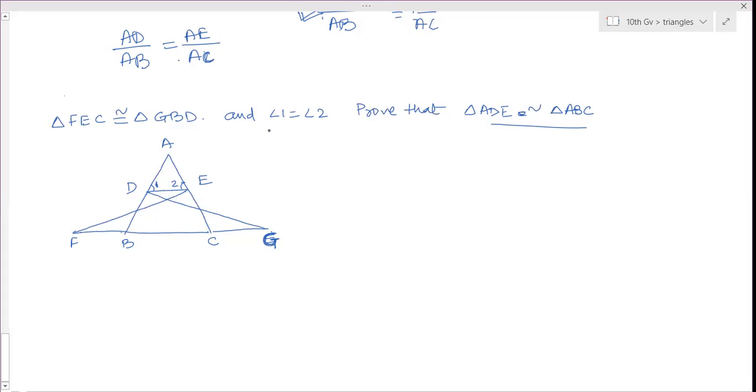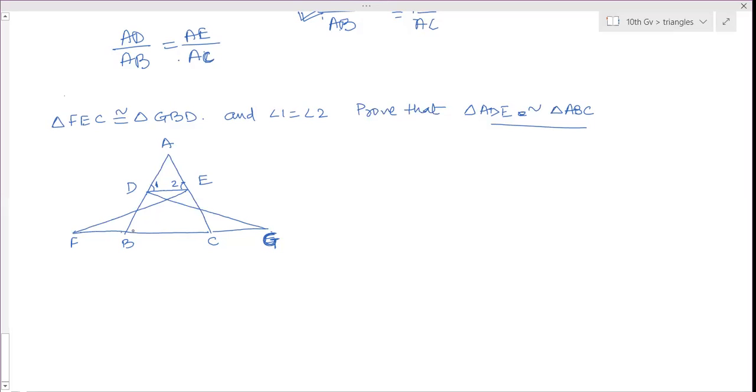Okay, fine. So congruence is given, use equality in these two triangles. What other things can be equal? Ma'am, DB is equal to EC. Okay, DB is equal to EC, fine. As well as FE equal to DG, and angles, which angles are equal? Angle F equals angle G.